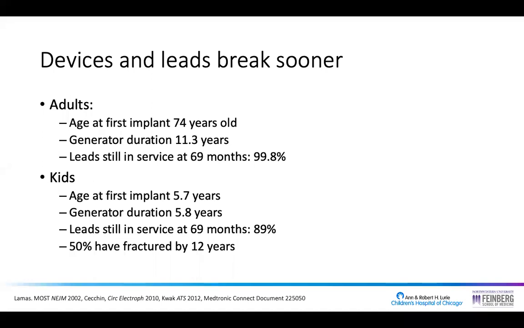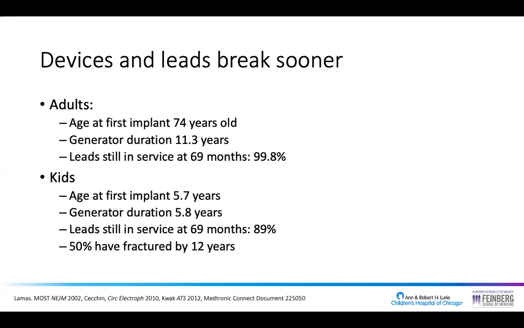And that's important because it's an entirely different mindset than having leads that are almost always going to still be in service a couple of years later, and 50% have fractured by 12 years. In most adults, there isn't a big worry about what's going to happen in 12 years. If your age at first implant is 74, that means 12 years out is 86, and there's going to be a substantial percentage of people who have other comorbidities that are going to raise their heads between age 74 and 86. In that 12-year period, a lot of other comorbidities are going to come up.